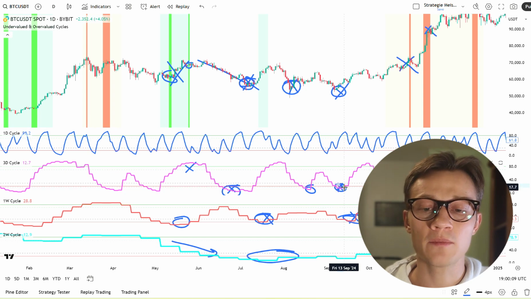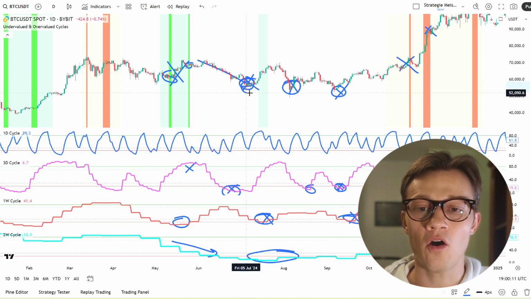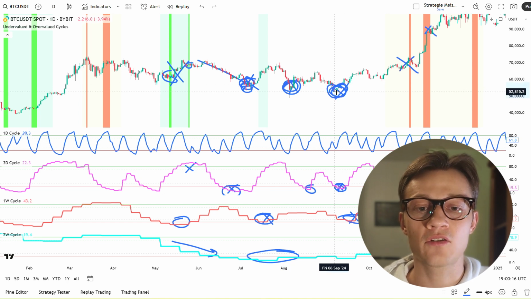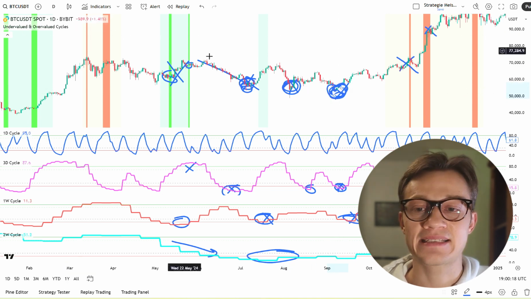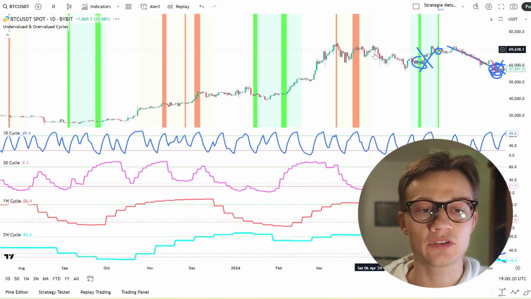And if I mark the bottom of the 3-day cycle, I can see that all these 3 places that I just marked before are actually confirmed by the 3-day cycle indicator. Same thing if we even go back into the past.